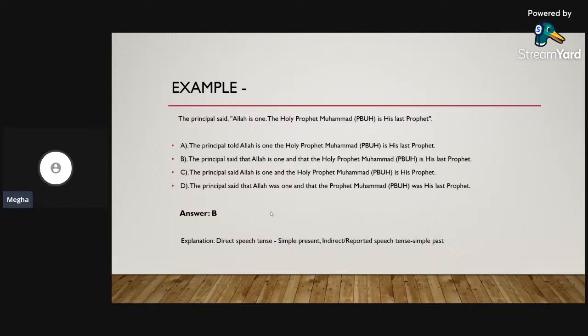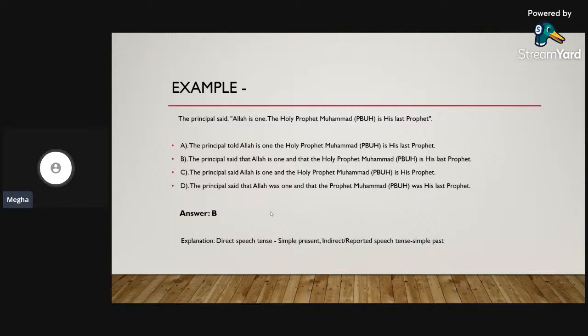Let's see option B. The principal said that Allah is one and that the holy prophet Muhammad is his last prophet. The whole quoted statement is repeated as it is, and that is added, and no tense is changed in the given sentence. See option C: the principal said Allah is one and the Holy Prophet Muhammad is his prophet. You can see the statement itself is wrong, correct? The word last is missing.